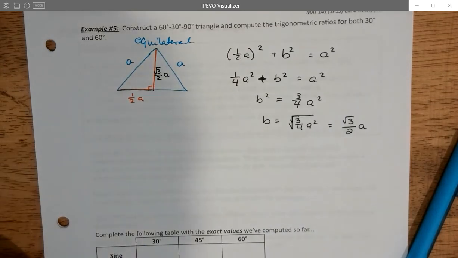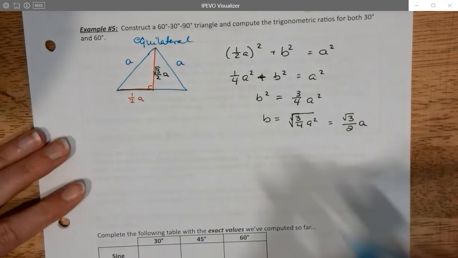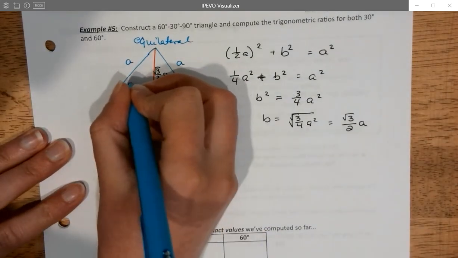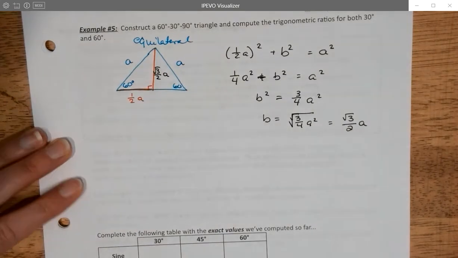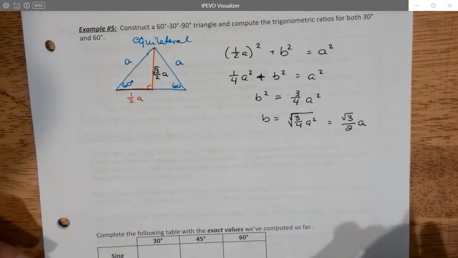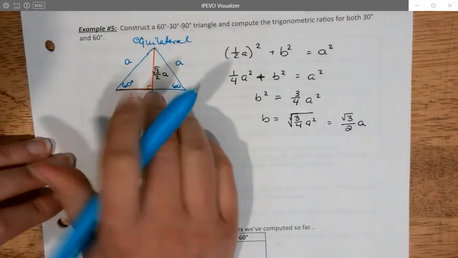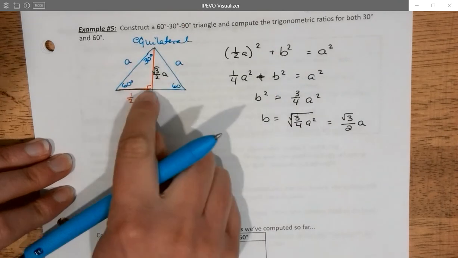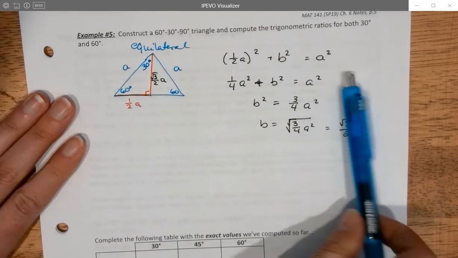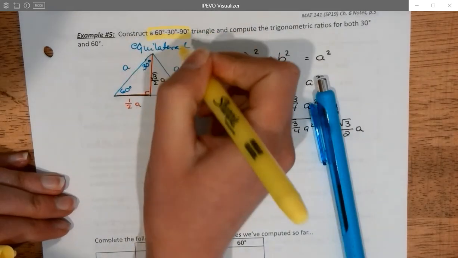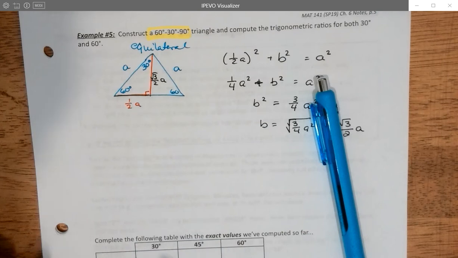Now, let's find our three trigonometric ratios. First of all, the equilateral was a 60, 60, 60, because there are 360 degrees in a triangle divided by 3, they were all 60. When I bisected it, I cut that top angle in half, and now it's 30 degrees, and I made a 90-degree angle at the bottom. That's how I have this 30, 60, 90 triangle constructed from my equilateral that I bisected.